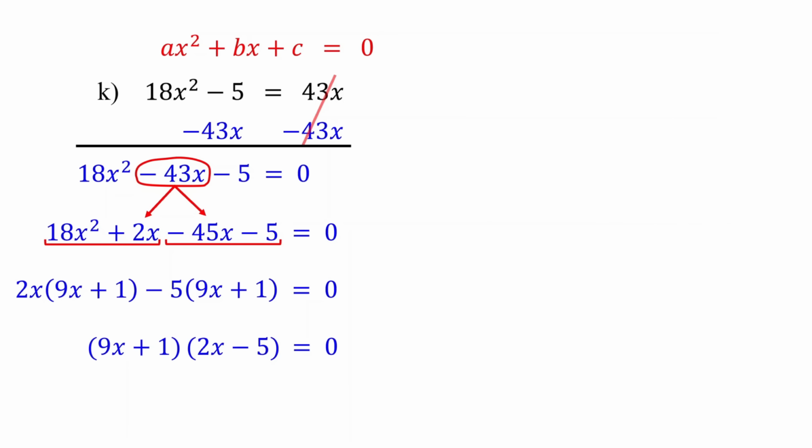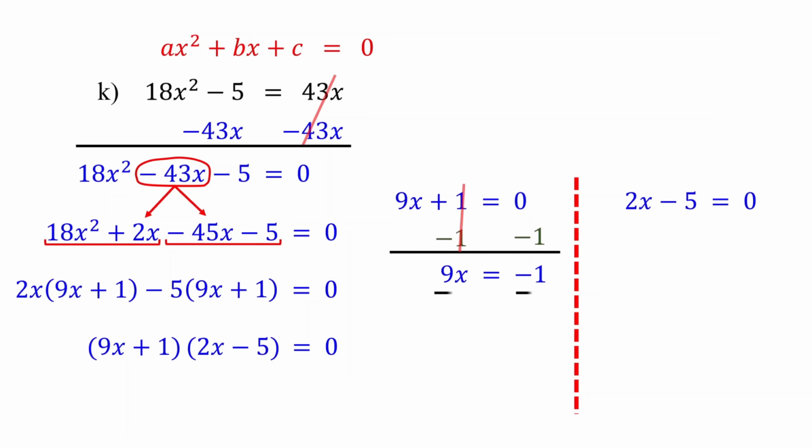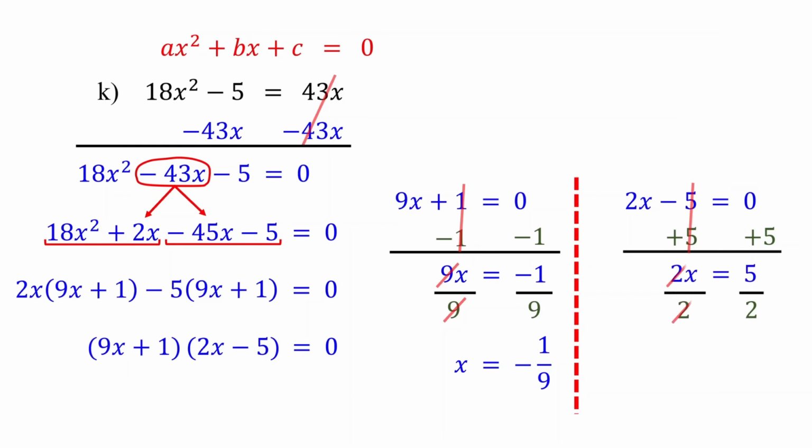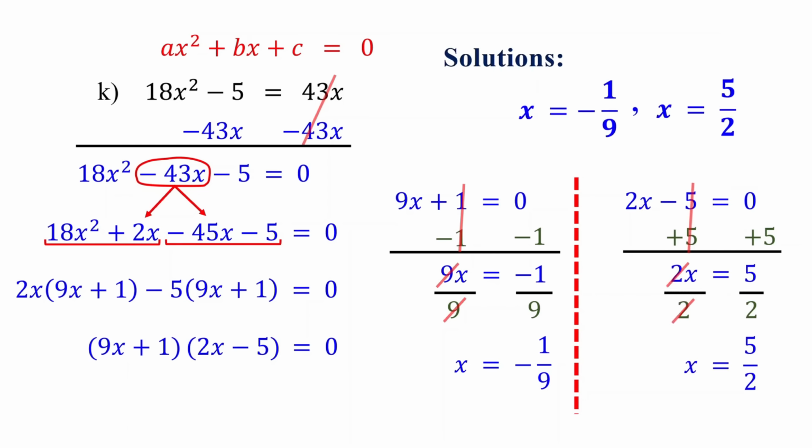Finally, apply the zero product property by setting each factor equal to 0, and then solve for x. Solving the first equation, you find that x equals negative 1/9. Solving the second equation, you find that x equals 5/2. Therefore, these are the solutions.